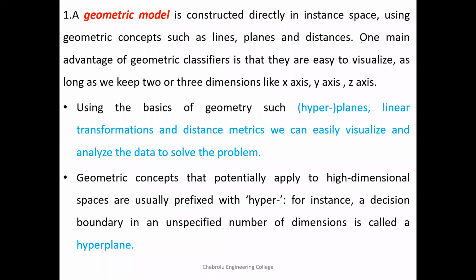Now, what is a geometric model? A geometric model, you can see here, is constructed directly in instance space using geometric concepts such as lines, planes, distances. So one main advantage of using a geometric classifier is that they are easy to visualize. What do you mean by visualize?